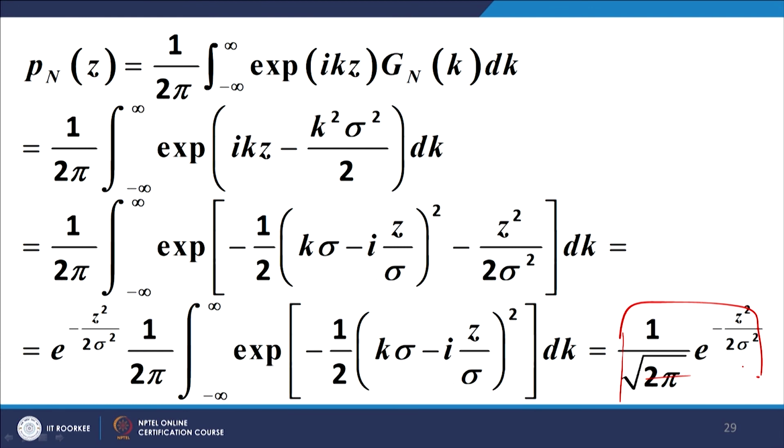So, it follows now that the PDF of z that we have obtained is nothing but the normal distribution PDF, 1 upon root 2 pi sigma square, e to the power minus z square upon 2 sigma square, which is nothing but N(0, sigma square). Right, thank you.